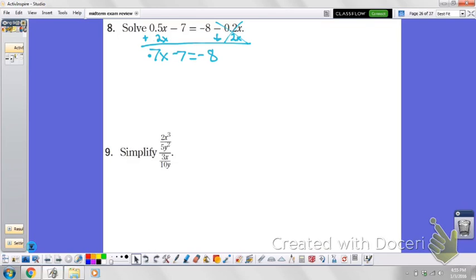Now I just solve it like a regular equation. Add 7 to both sides. The 7's on the left cancel out. I have 0.7x equals negative 1. Divide both sides by 0.7. And you get x equals negative 10 over 7, or negative 1.43 approximately.